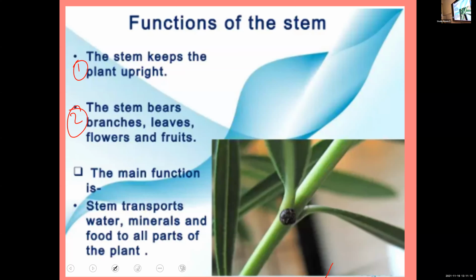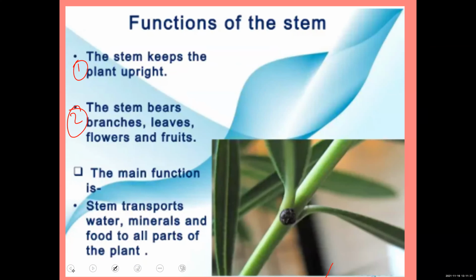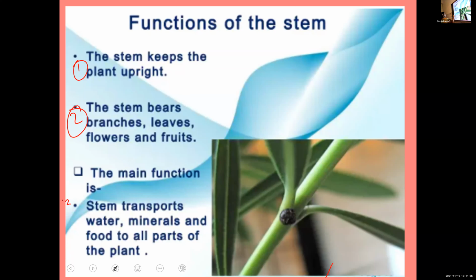Yes. So next one, this is the third function. What is the main function of the stem? Mainly, it transports water, minerals, and food to all parts of the plant. The root will absorb the water and minerals, and it has to reach the leaves. So how will it reach from the root? It will be transported to the stem, and the stem will carry the water, minerals, and food to all parts of the plant. So that is the third function of the stem, and it is the main function.